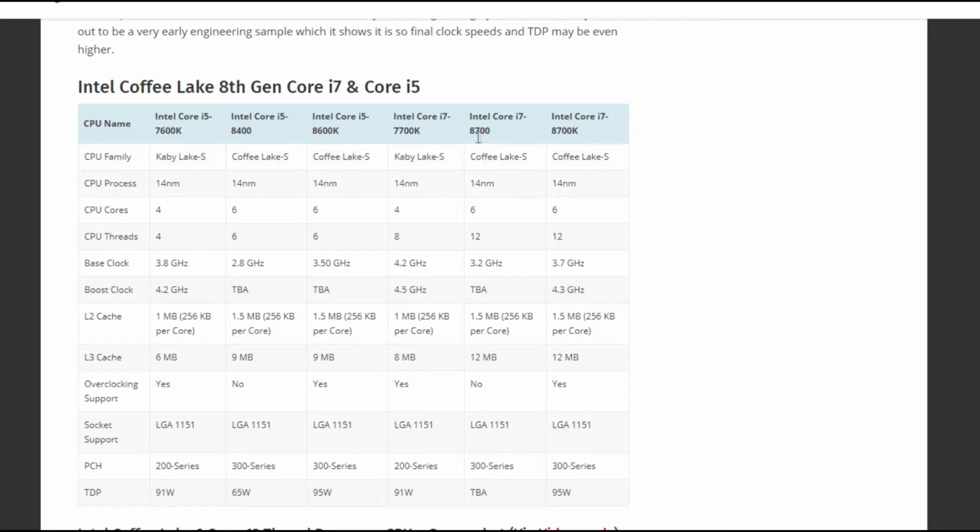Now we have the 8700, the i7-8700 with 6 cores and hyper-threading enabled, so we have 12 threads at 3.2 GHz, and of course it's not overclockable. And then we have the latest SKU, which is going to be the i7-8700K, the overclockable one, with 6 cores and 12 threads at 3.7 GHz, and a boost of 4.3 GHz.